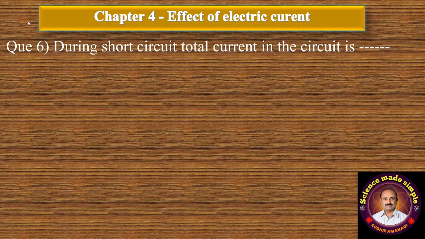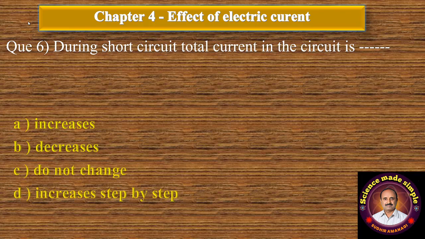Question number 6. During short circuit, total current in the circuit is dash dash. Option A increases, B decreases, C do not change, and D increases step by step. Correct answer is that option A increases.